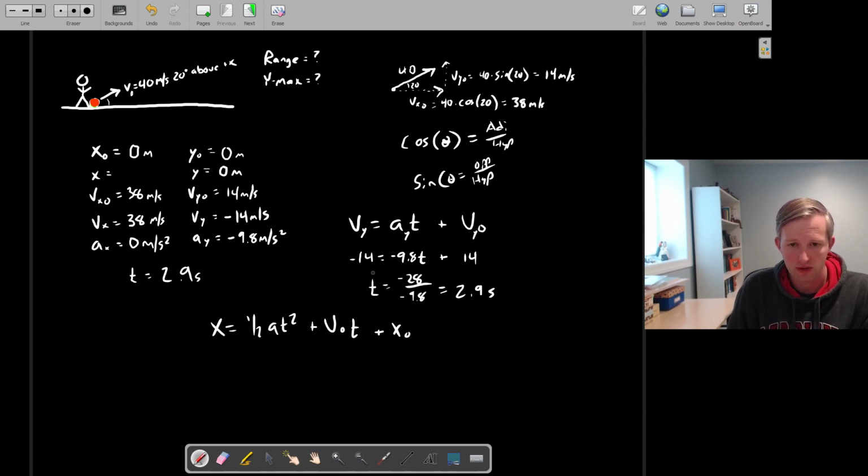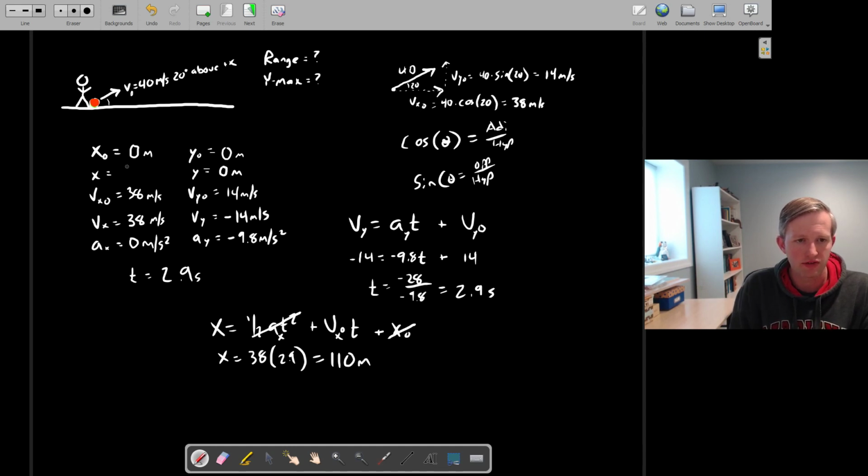Again, like we did for solving for the time, we have to make sure that if I'm dealing with x's, I want to make sure I deal with my x acceleration, my x initial displacement, or initial velocity. In this case, our x acceleration is 0, so that goes away. My x displacement initially is 0, so that goes away. And now you can see why the x displacement, the range, is going to be equal to our velocity in the x direction, that's 38, multiplied by our time, which we said is 2.9. So I have 38 times 2.9. And if we do this, 38 times 2.9 gives me 110 meters.